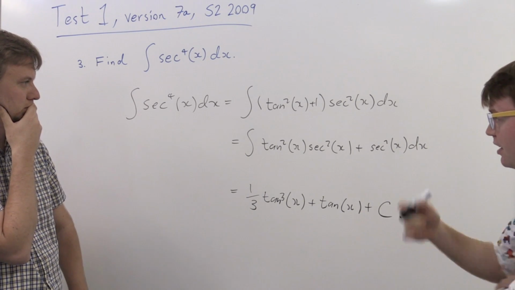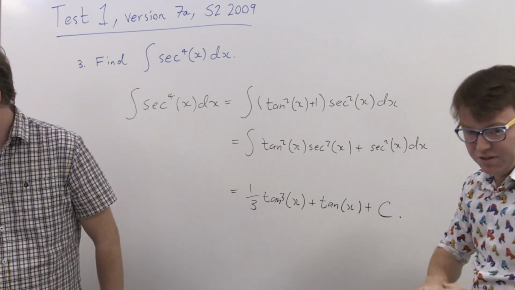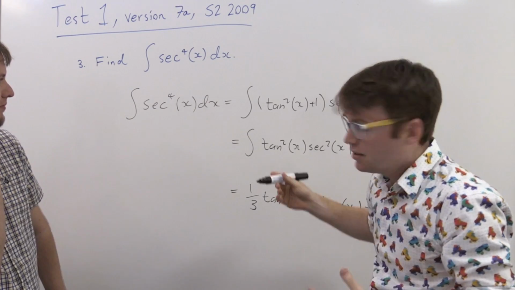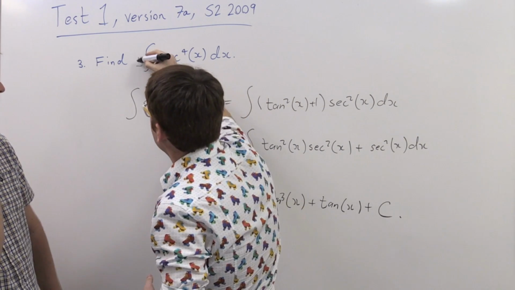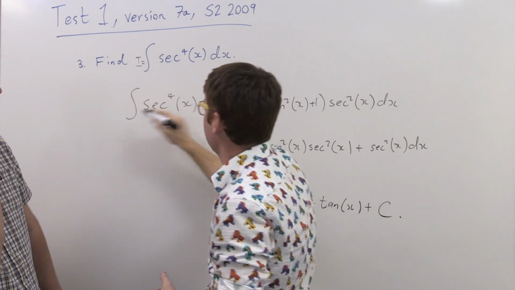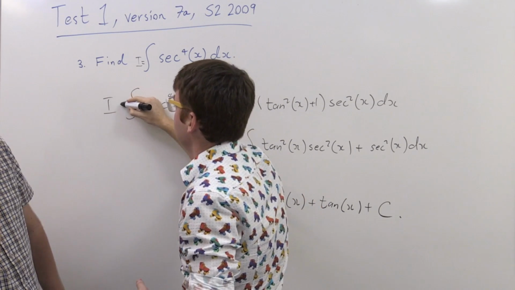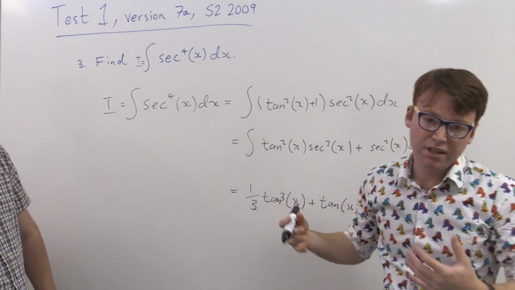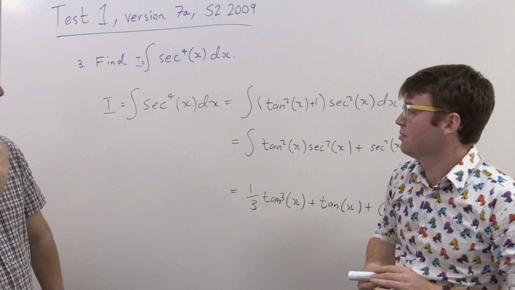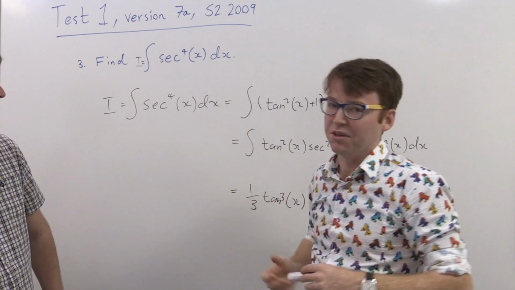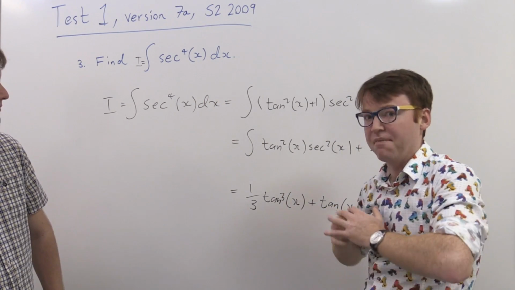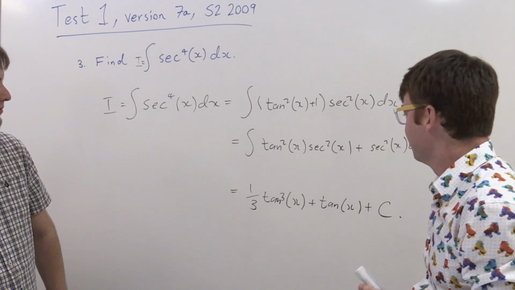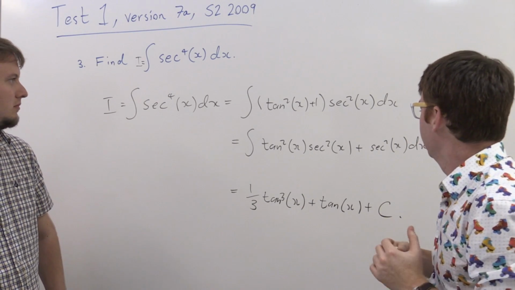The only thing I'd add, just a thing to speed up your class test, is to call something like this I, like that. And then instead of writing all this stuff, you can just write I equals, because you might have to write this integral several times. So it's just a more convenient way of writing this integral. You just call it I. It saves time. No, looks good. Looks good. Plus C, always important for indefinite integrals.